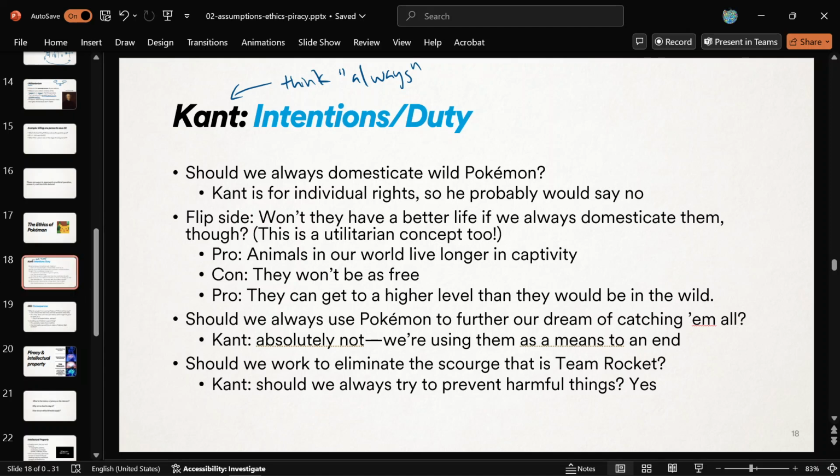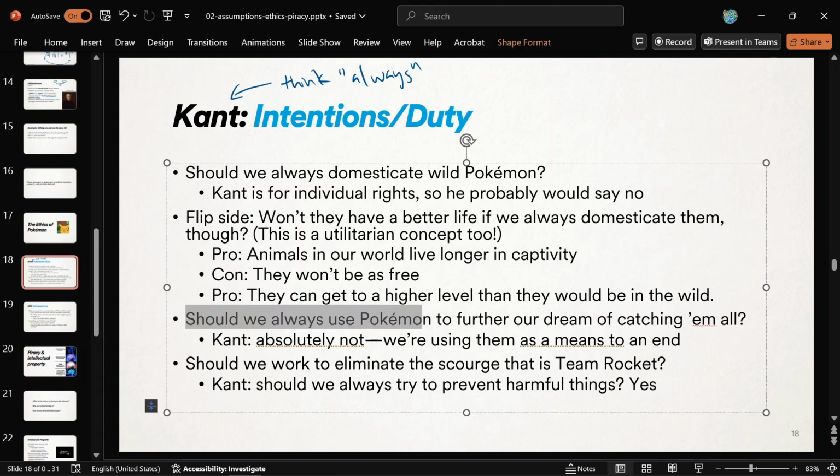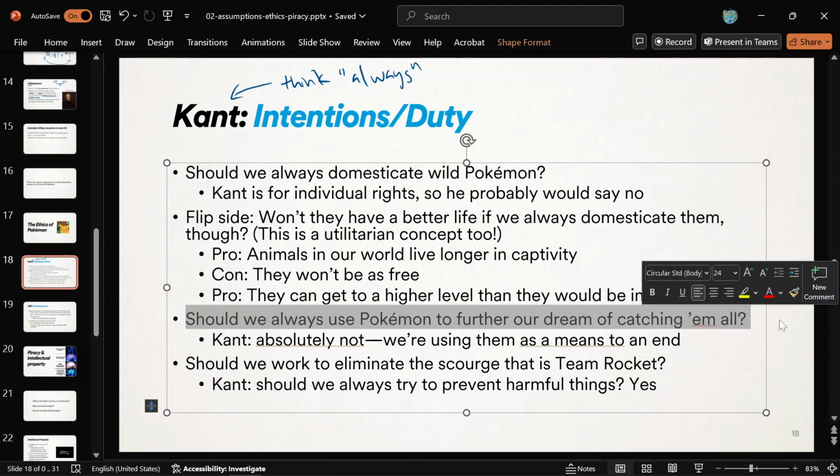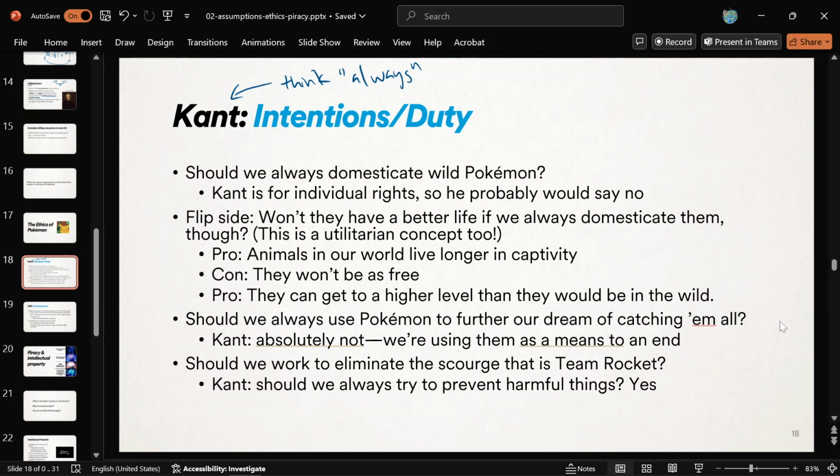Interesting. There are plenty of other ethical questions you could ask, like, should we always have Pokemon fight other Pokemon to fulfill our own selfish dreams of catching every Pokemon and beating every gym leader? Kant, again, for individual freedoms, would probably say, absolutely not. I would not want to be used. I would not want to be forced to fight somebody else. Because he'd ask the question, should this always happen? Think of it as if I were in those shoes.